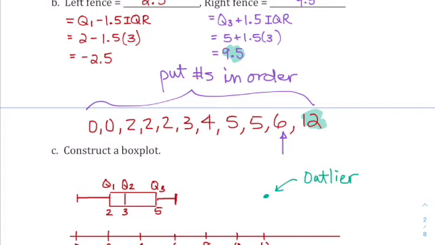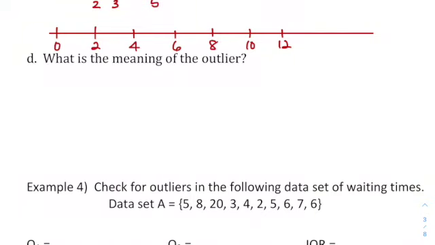I hope that makes sense. Part D, what is the meaning of the outlier? Well, the meaning of the outlier in this case is that the outlier, 12 novels, means that the student read many more novels in the past year than the other 10 students. I'm going to write it down and then you can read it.